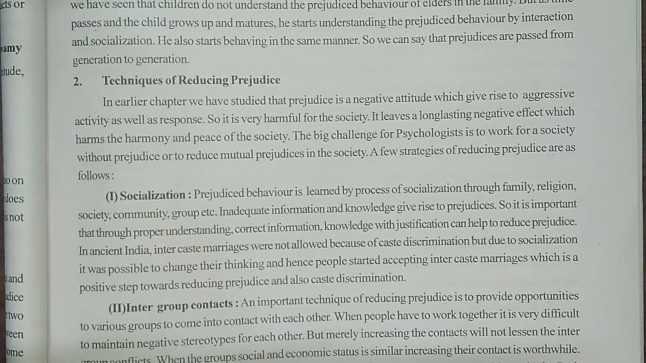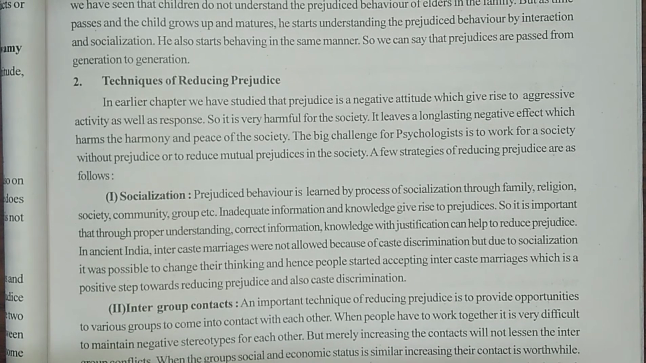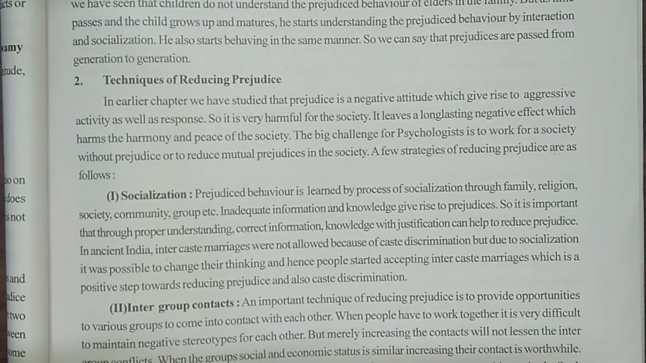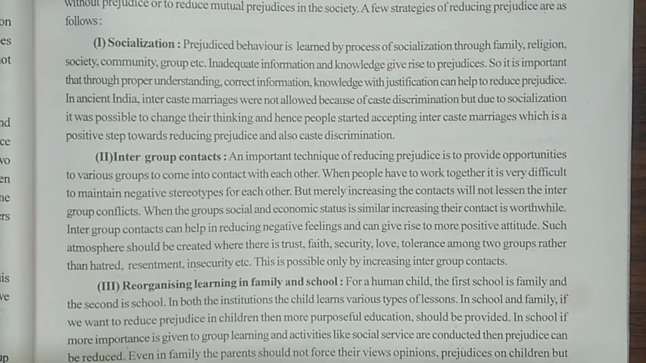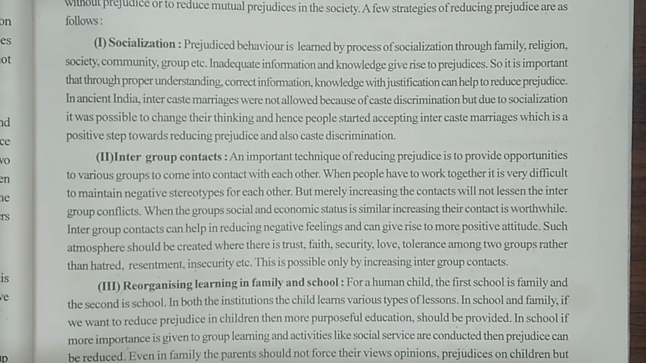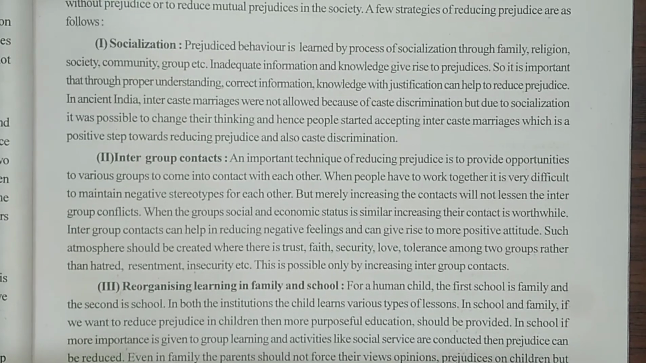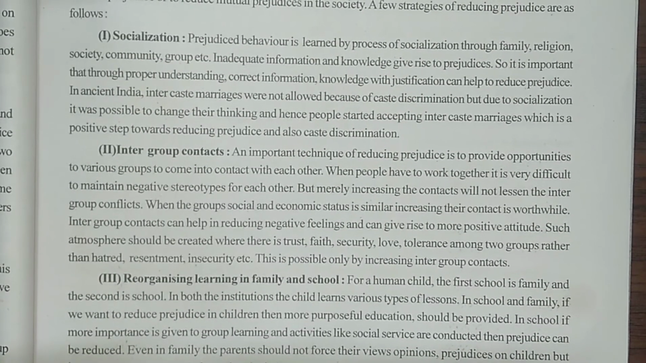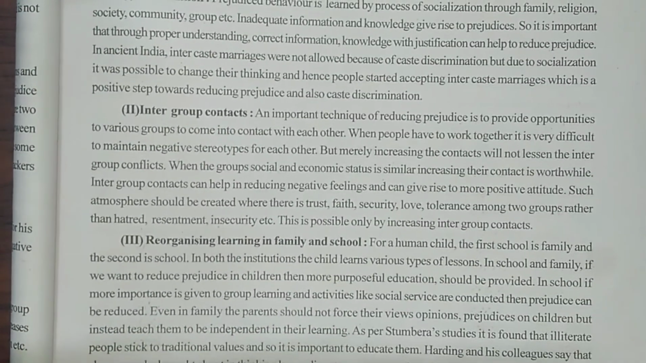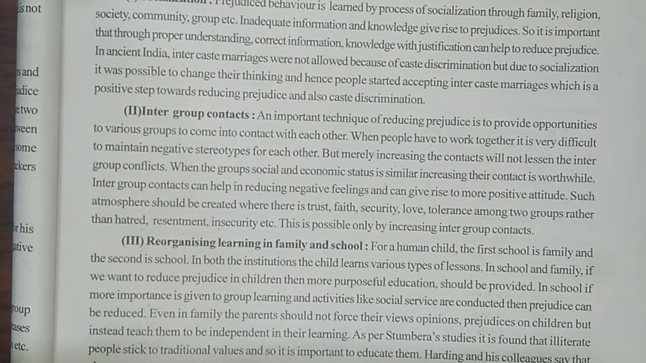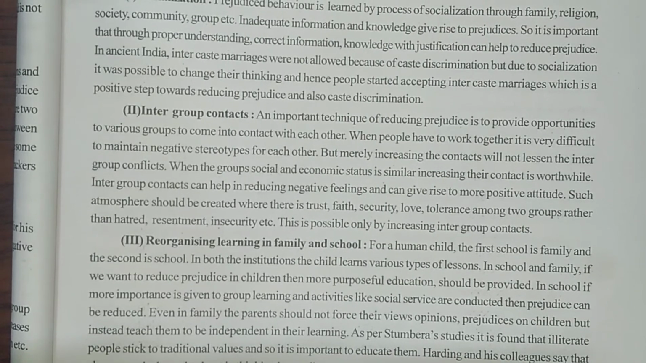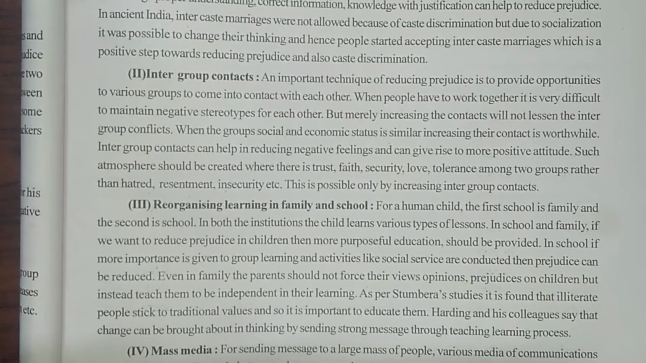Intergroup contacts. An important technique for reducing prejudice is to provide opportunities to various groups to come into contact with each other. When people have to work together, it is very difficult to maintain negative stereotypes about each other. But merely increasing contact will not lessen intergroup conflicts. When the groups' social and economic status is similar, increasing their contact is worthwhile. Intergroup contacts can help in reducing negative feelings and can give rise to a more positive attitude. Such an atmosphere should be created where there is trust, faith, love, and tolerance between two groups rather than hatred, resentment, insecurity, etc. This is possible only by increasing intergroup contact.